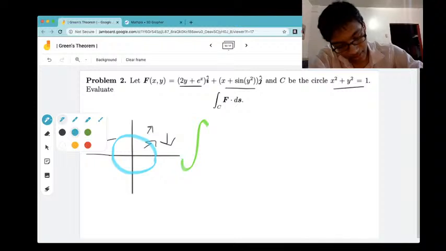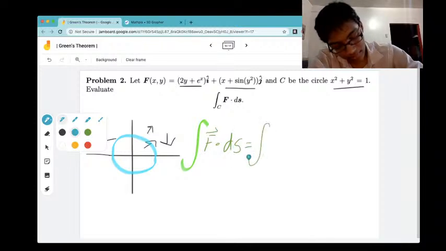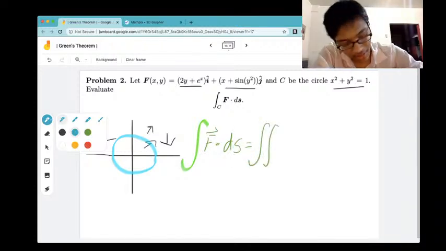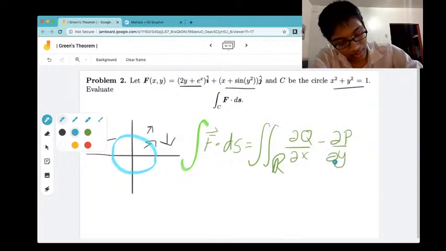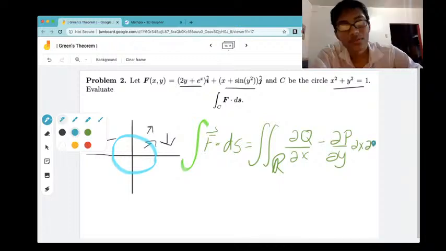F dot ds is equal to the double integral over a certain region. Let's call it R just for the sake of it. And of course I'll have partial Q partial x minus partial P partial y multiplied by partial x partial y. Okay, so hopefully you just saw what I wrote there. That's Green's Theorem, sorry.